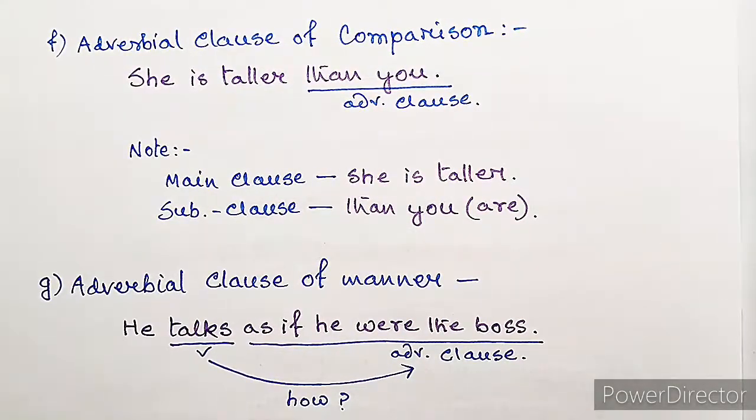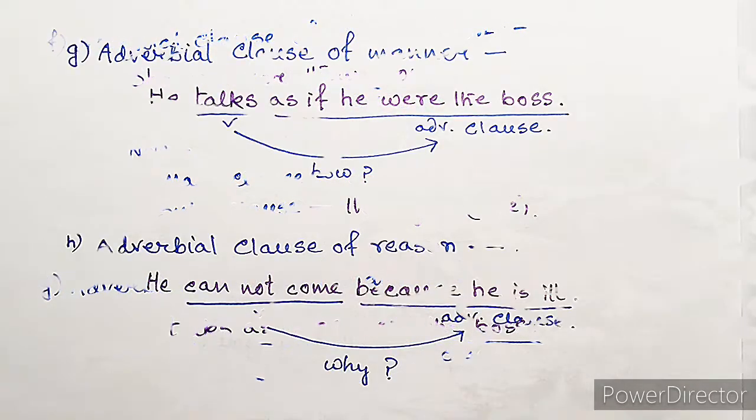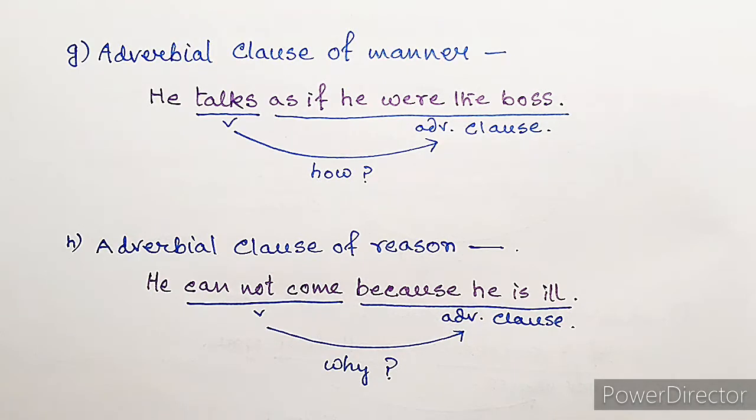Now comes the adverbial clause of comparison. She is taller than you. Note, here the main clause is she is taller and the subordinate clause is than you are. Now comes the adverbial clause of manner. Take the example, he talks as if he were the boss. Here the subordinate clause as if he were the boss modifies the verb talks. It expresses the very way in which he talks.